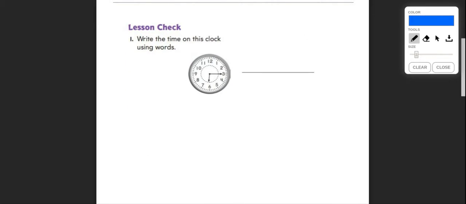Write the time on this clock using words. Okay, so we need to figure out what it would look like to start with. Then we can change it into words. And our words is just how do we say it. So if we're looking at this clock, our short hand or our hour hand is just past the 6. That means it's 6 something. So I'm going to write that off to the side, what our digital clock representation would look like. So now if we look at the minute hand, it is on the 3, so we count by 5s.